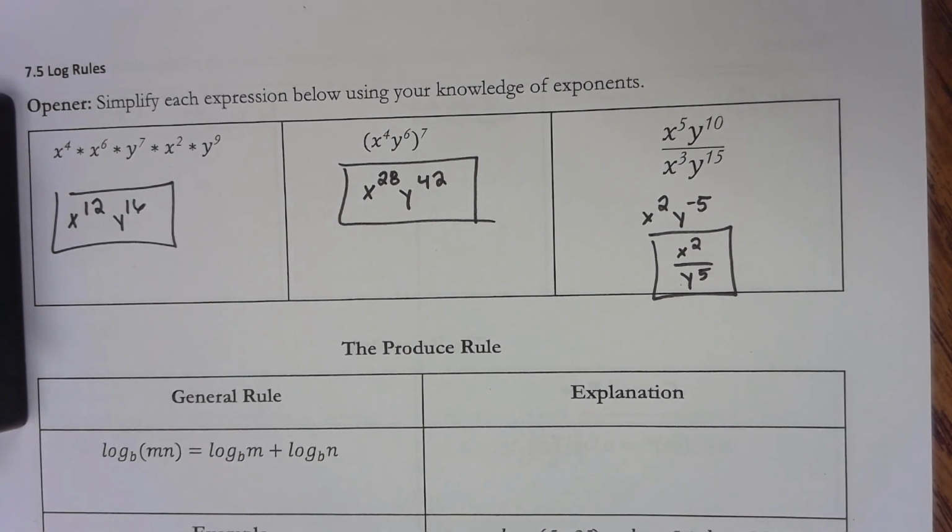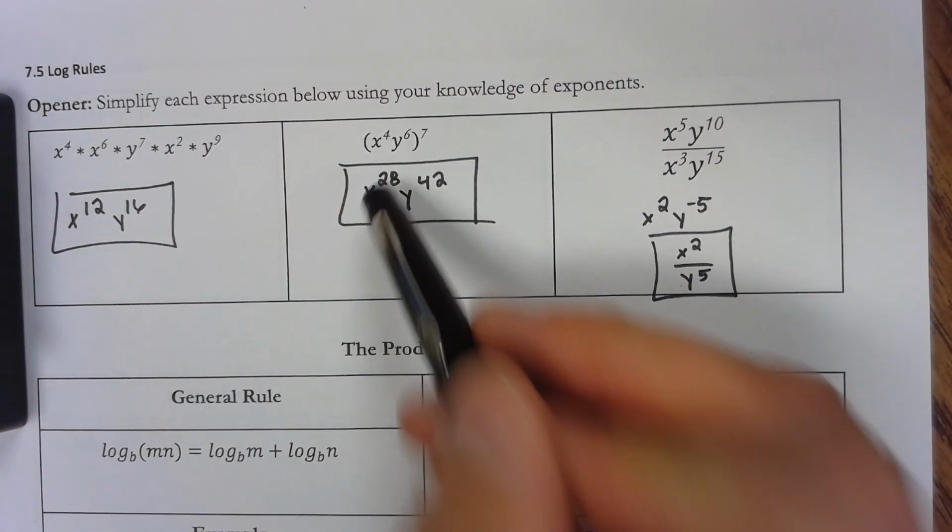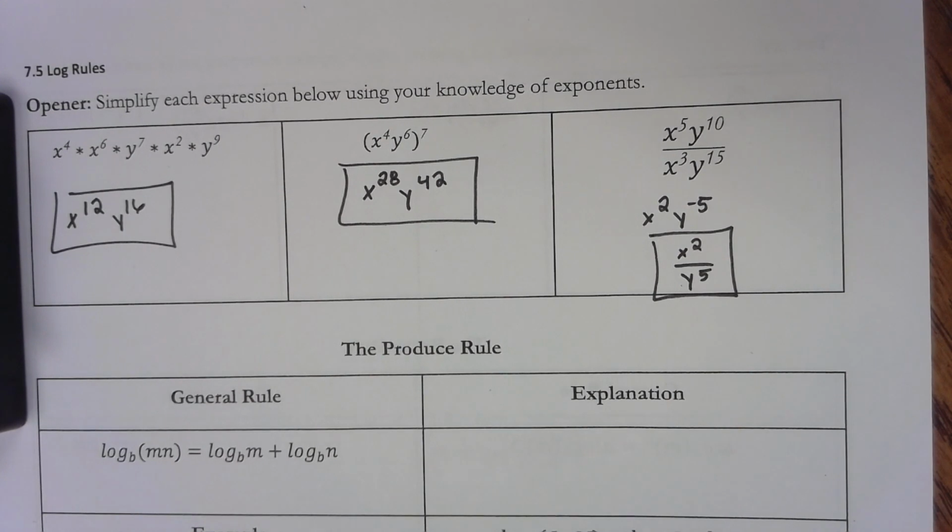That middle opener, when we have exponents raised to other exponents, we multiply those. So 4 times 7 is 28, 6 times 7 is 42. And then the last one, same bases being divided, we subtract those exponents.